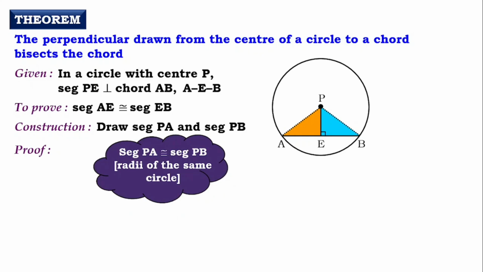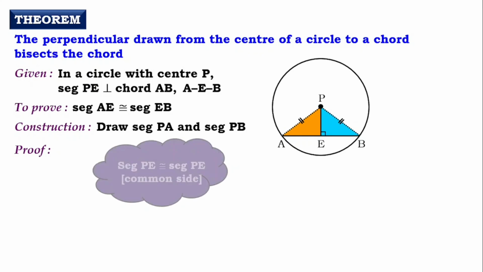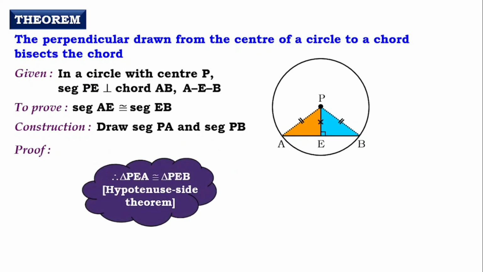Yes, this PA and this PB are what? They are radii of the same circle, and radii are always congruent. They are equal. You can see the signs of congruency over here. Segment PE is congruent to segment PE, common side. Yes, this side PE is the common side for both the triangles. So the two triangles are congruent by the hypotenuse side theorem. Understood? Now let us see the presentation.